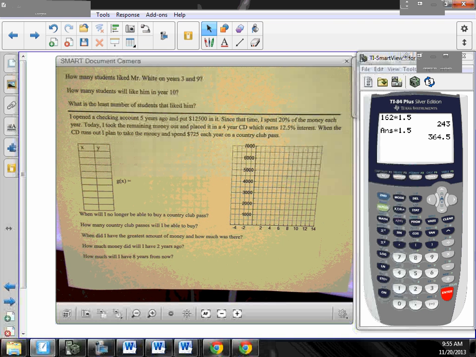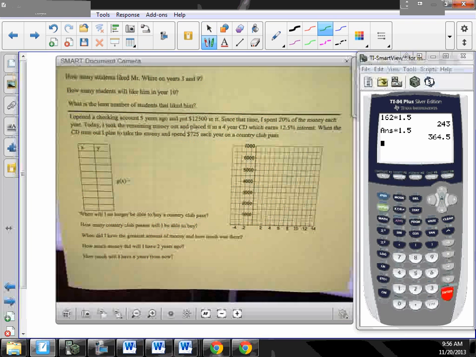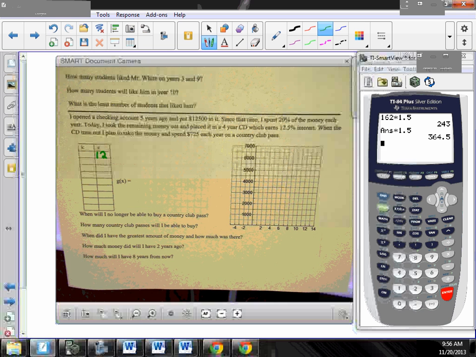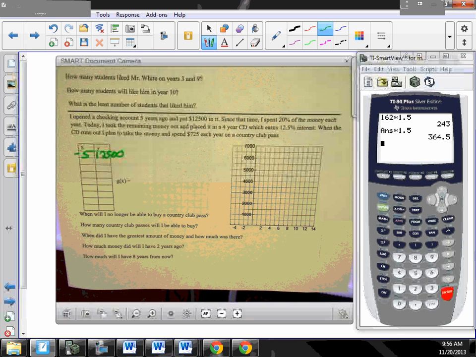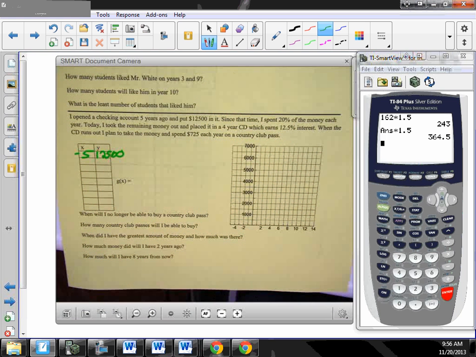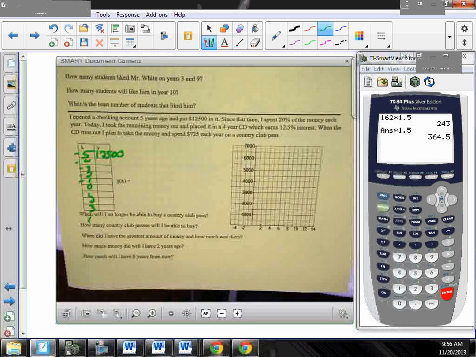So, what is the first point in the chart? 12,500 during what year? Year -5. Okay? So, what am I going to multiply this 12,500 by? 0.8, a 20% loss. So -4, -3, -2, -1, 0, 1, 2, 3. And I'm just going to keep going. 4, 5, 6, 7.